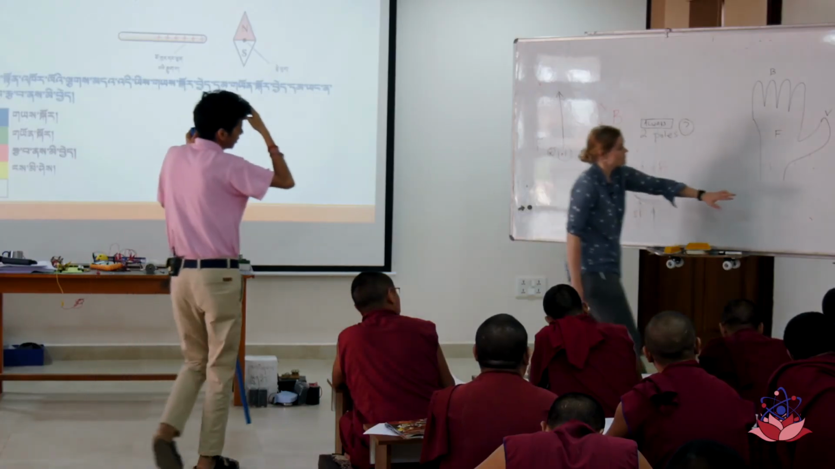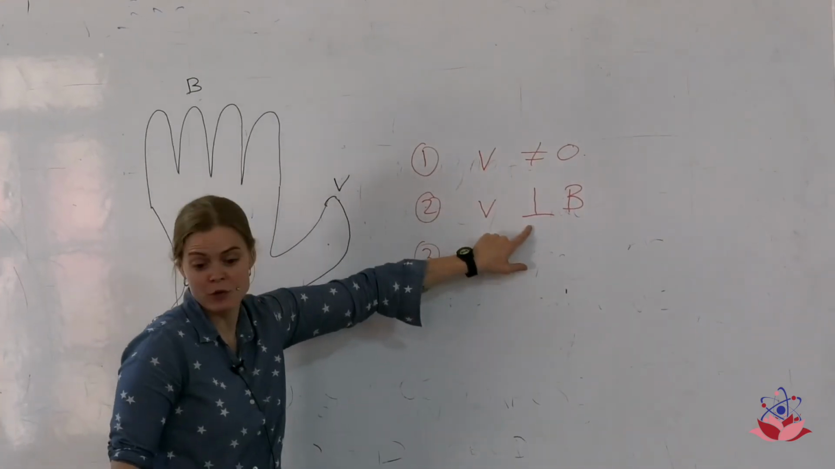So this is a symbol I use for not equal to, and this is a symbol I use for perpendicular to.